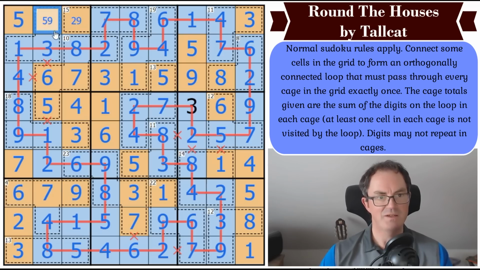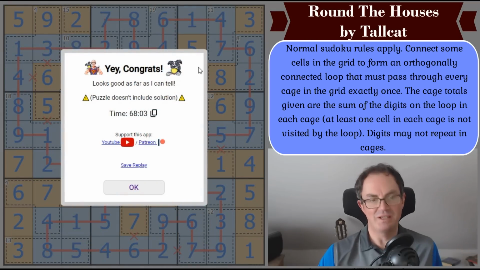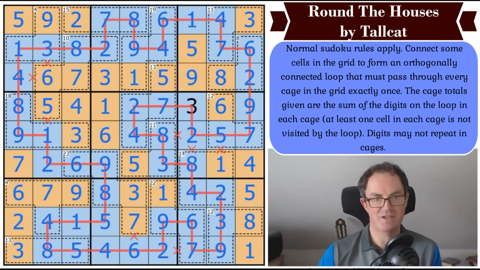7, 6, 5, 9, 2. That's all the digits. It is a loop. Let's just double check the loop. The loop is complete. That's just a brilliant puzzle. That is a brilliant puzzle. Absolutely first class from Tallcat. Not easy, I will say that.